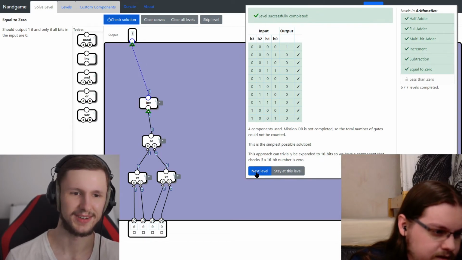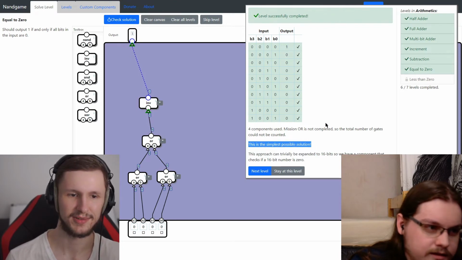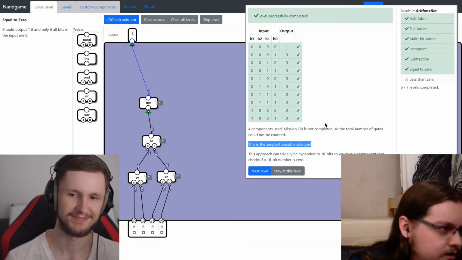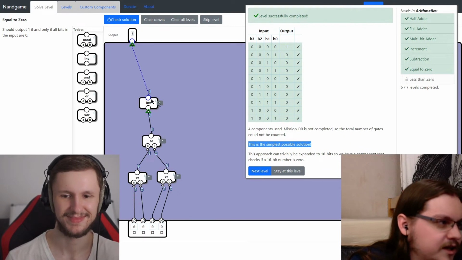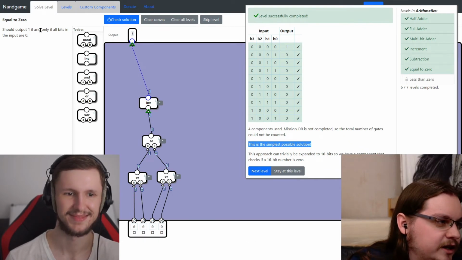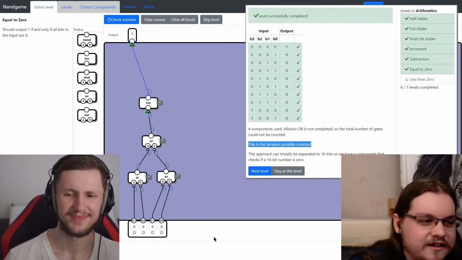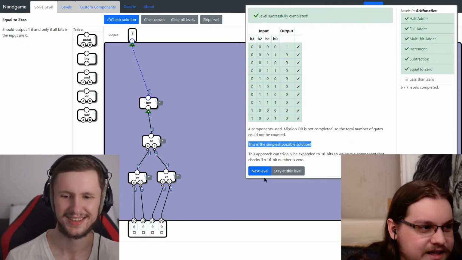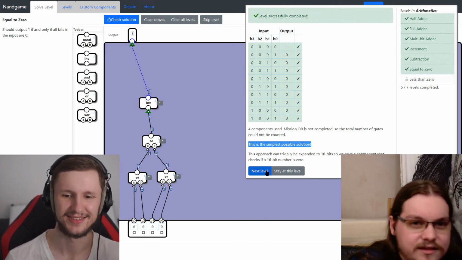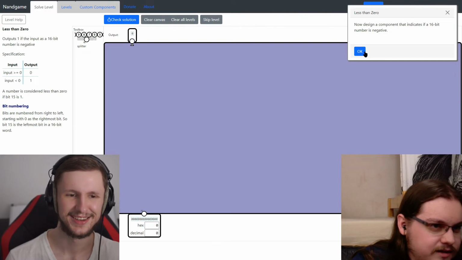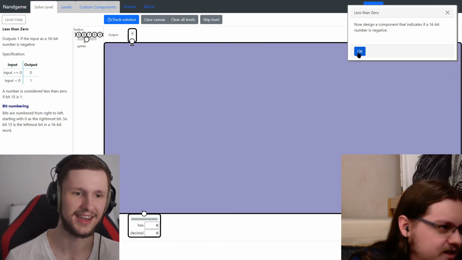I find it kind of dubious that it doesn't show the truth table anymore on the left side, but I feel like "should output 1 if and only if all bits in the input are 0" is relatively simple to explain, so it is fair. There is a component that did do that for the NAND.